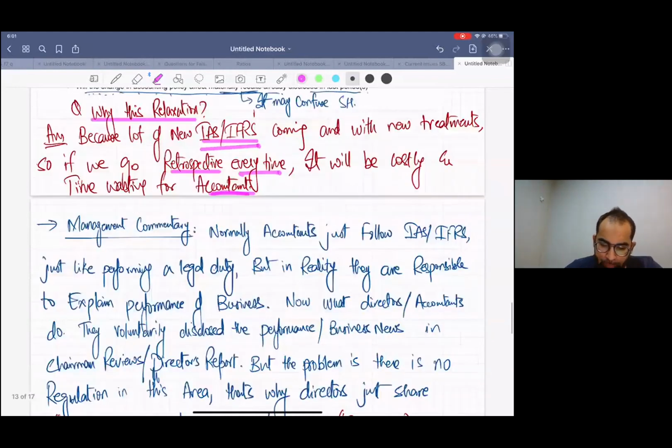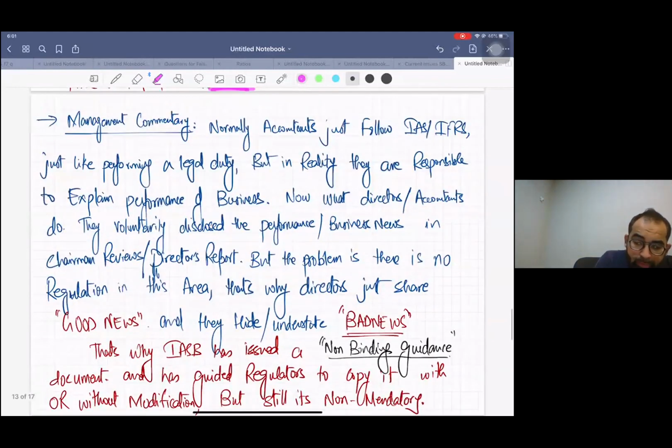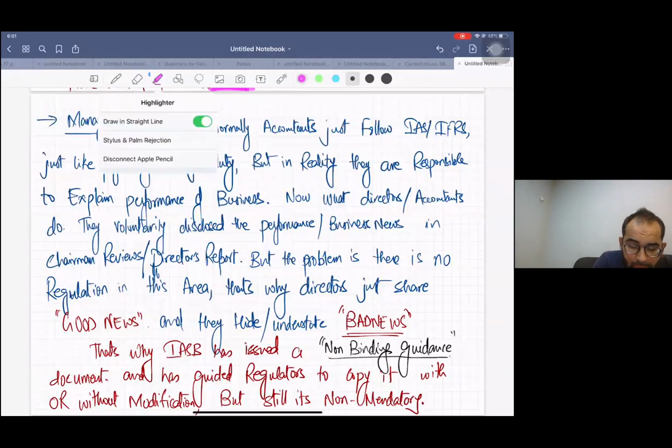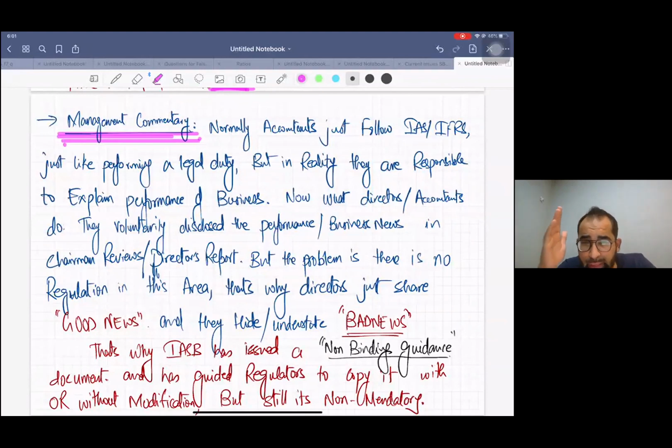Now, one more area which is called management commentary. Also, I agree, it has already been tested in SBR, but in my eyes, you must have a little touch of this, okay? And I know many of you have already done this, but still, just an overview of this topic.